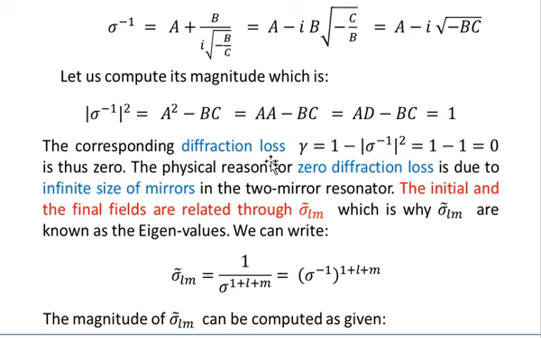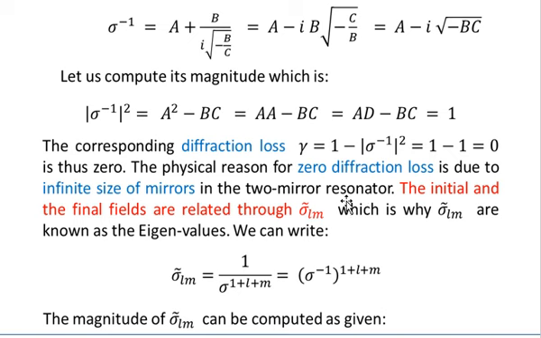The corresponding diffraction loss represented by gamma is equal to 1 minus the absolute square of sigma inverse, which is 1 minus 1, equal to 0, because the absolute square of sigma inverse is 1. You know that gamma is what we have defined as the diffraction loss. Thus the diffraction loss gamma is 0. The physical reason for zero diffraction loss is the infinite size of mirrors in the two mirror resonator.